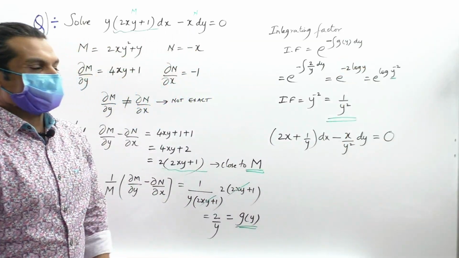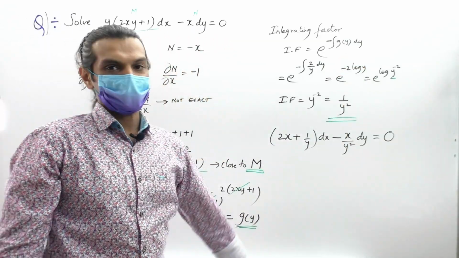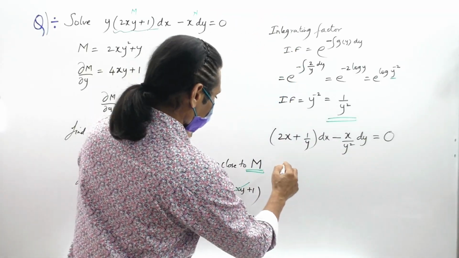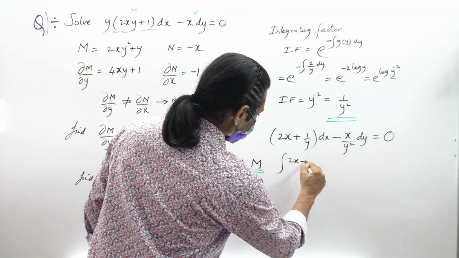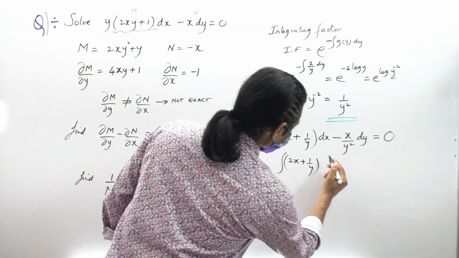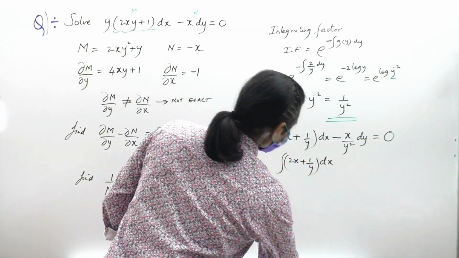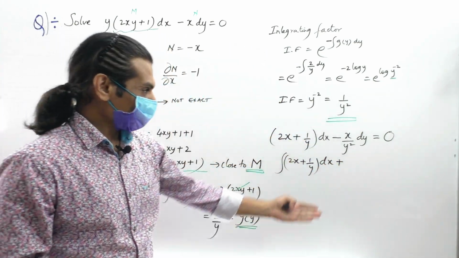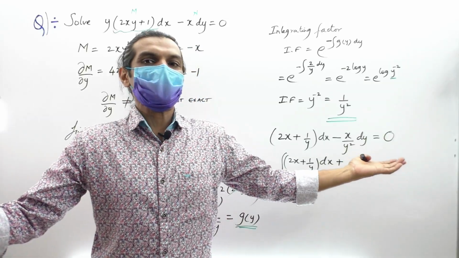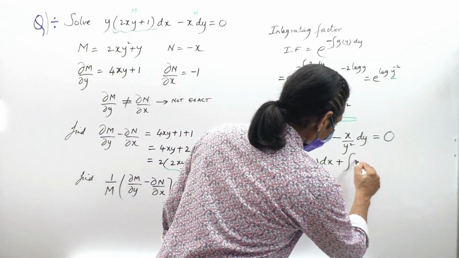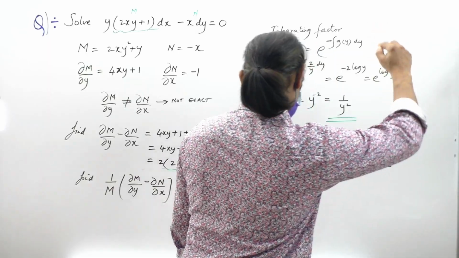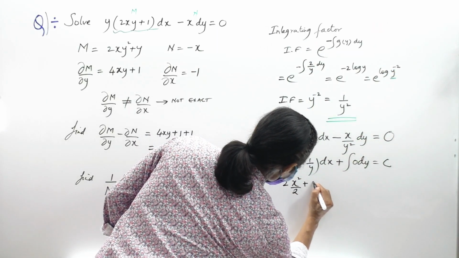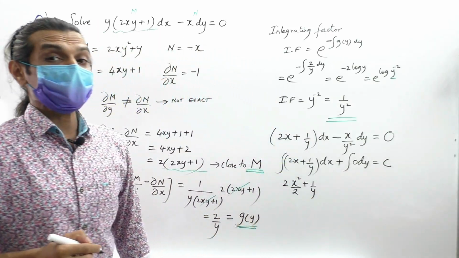Now, we have reduced this equation to exact form by multiplying by the integrating factor. Now, let us find a solution which is very easy. The solution is integration of 2x plus 1 by y dx, only the m dx, plus integration of only independent y terms, or constants. There are no independent y terms or constants, so this will be simply 0 dy is equal to c. So, the solution is 2 into integration x is x square by 2 plus 1 by y as it is. We are integrating with respect to x.